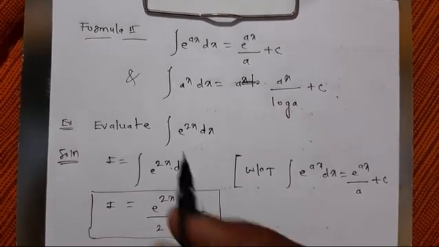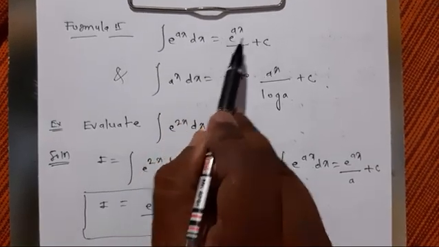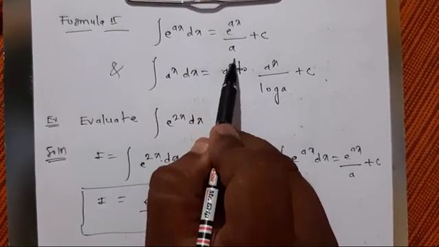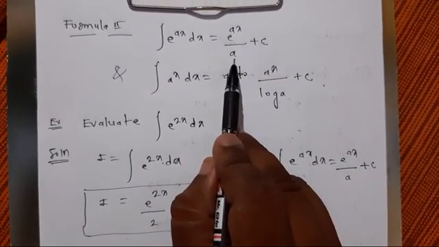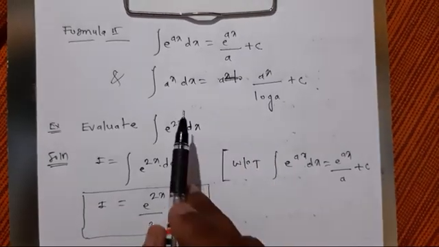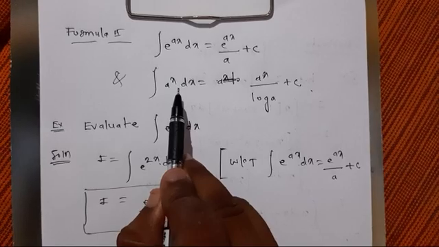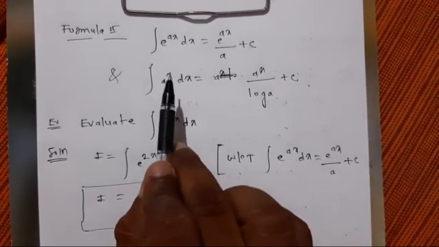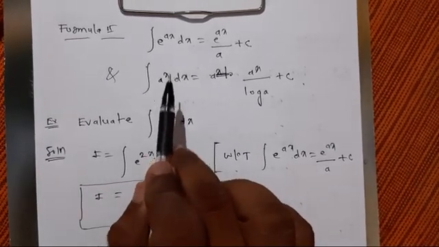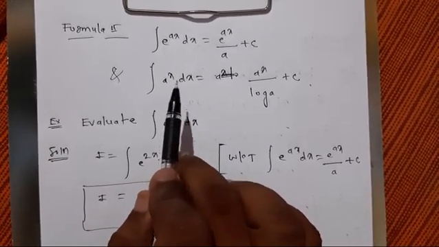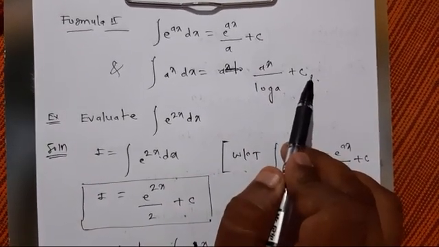Now we'll see some more formulas. That is, integration of e to the power ax into dx is given by e to the power ax upon a plus integration constant c, where a indicates the constant value. Similarly, we have one more formula, a to the power x. In the last examples we have seen x to the power n, where n is constant. Here in a to the power x, the base is the constant. It is given by a raised to x upon log a plus c.